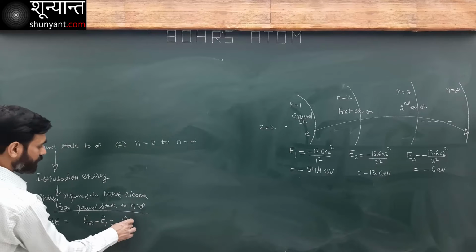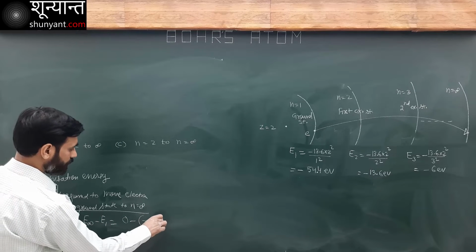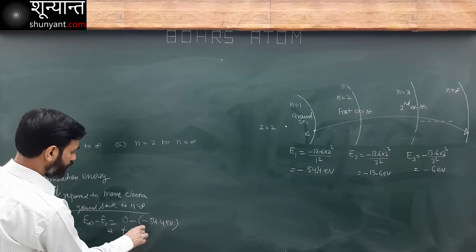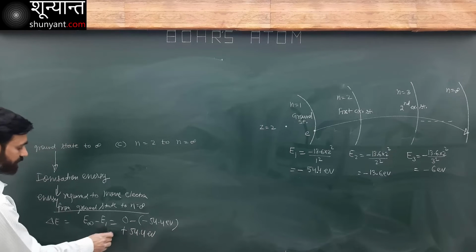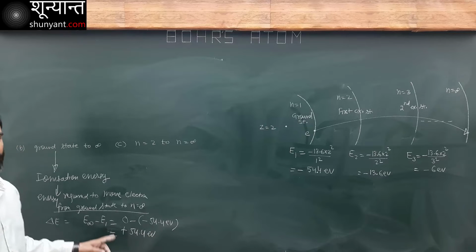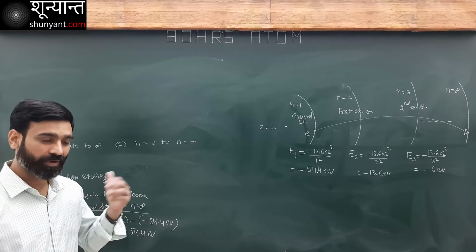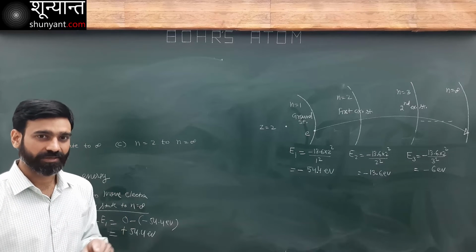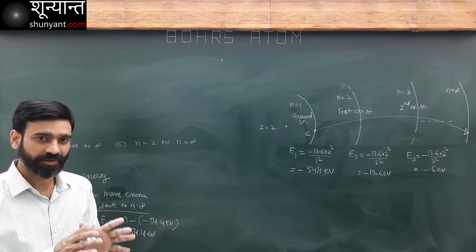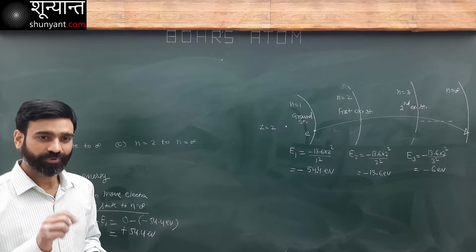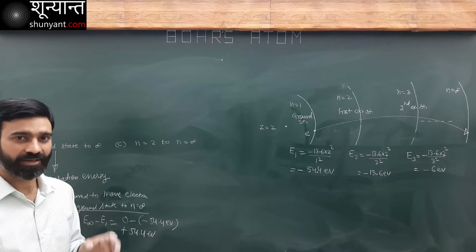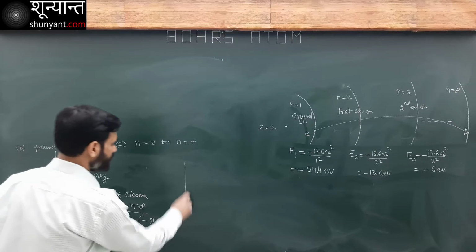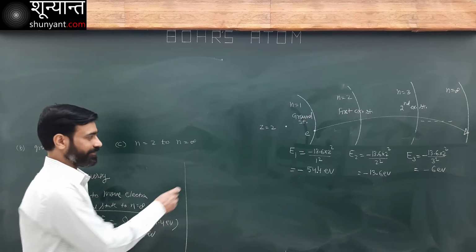So this becomes 0 minus of minus 54.4 electron volt. It becomes plus 54.4 electron volt. This much energy is needed to ionize the atom. And whenever we say ionization, that means from ground state, from the lowest possible state in terms of energy.